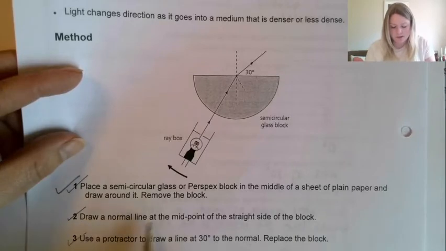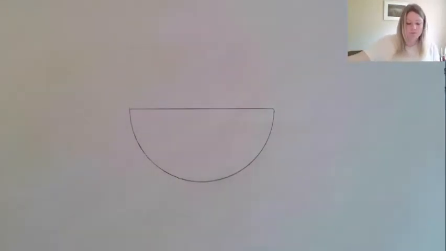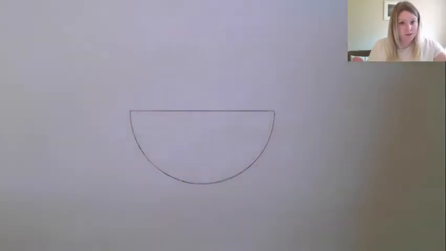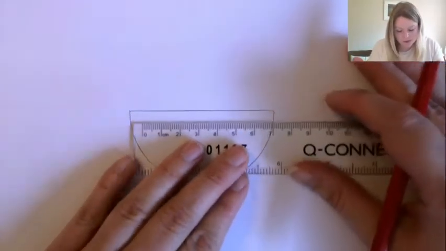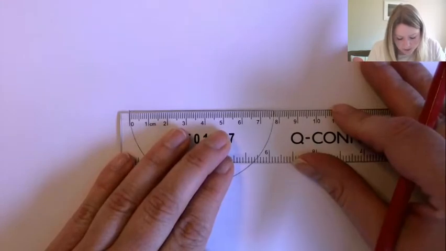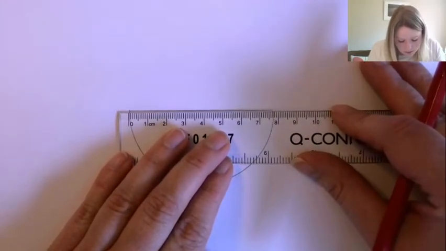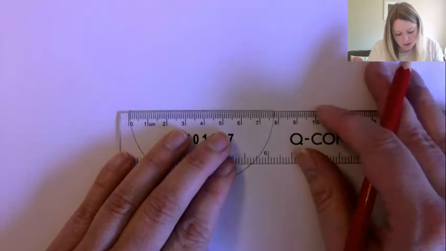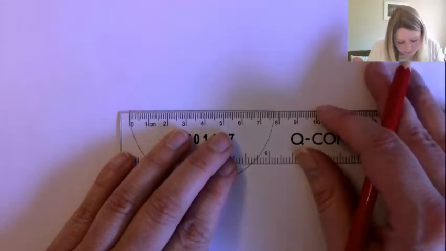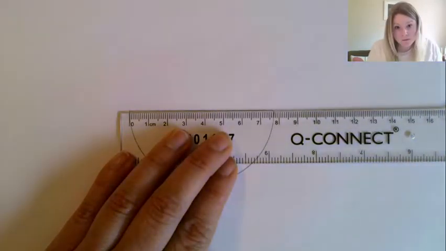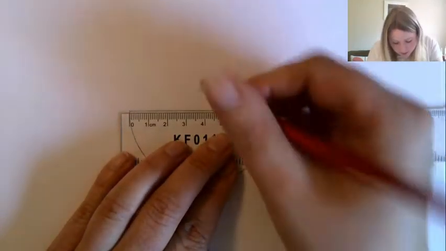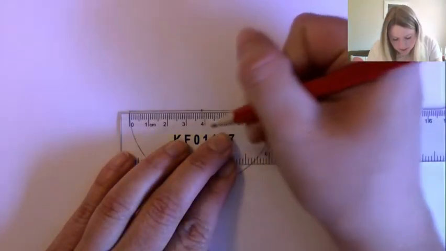Step 2, draw a normal line at the midpoint of the straight side of the block. So remember, the normal is a line at 90 degrees to the surface, and because we have to do this at the center and we need to be really careful about that, I'm going to measure this here. So that is just about 7.7 centimeters. So if I go to 3.85, really, I suppose. There, that's my wee center mark.